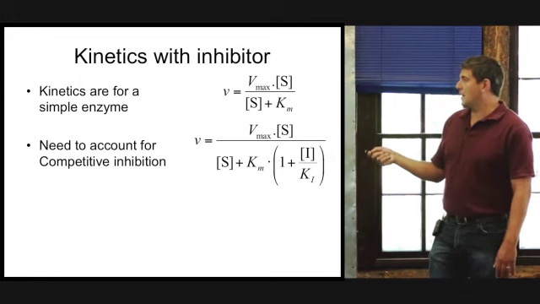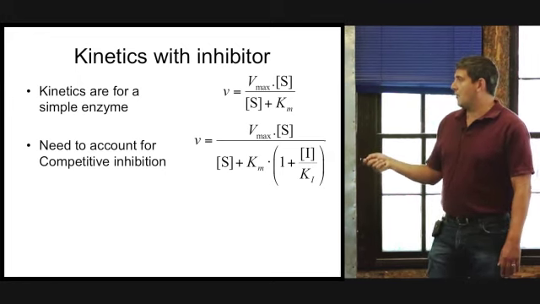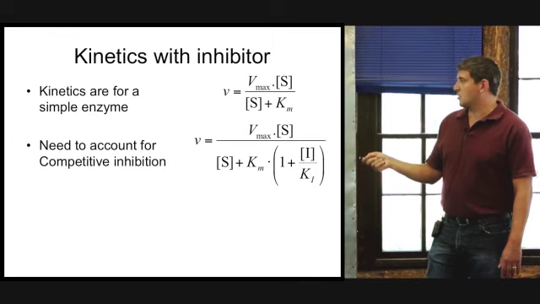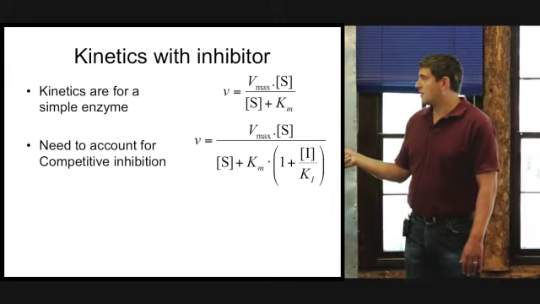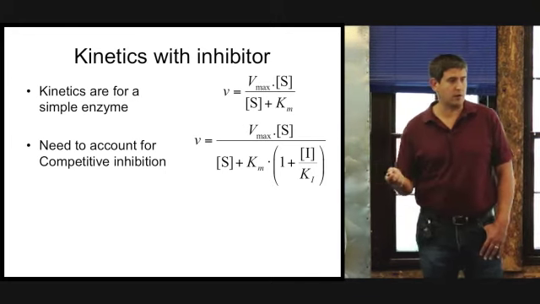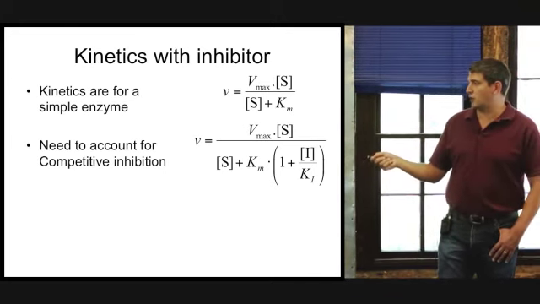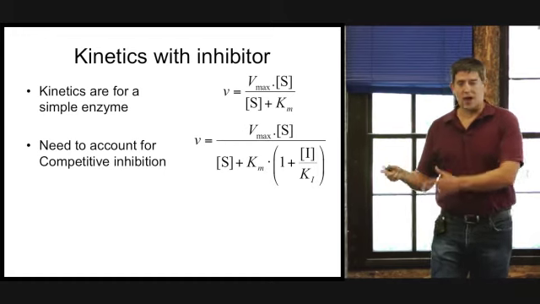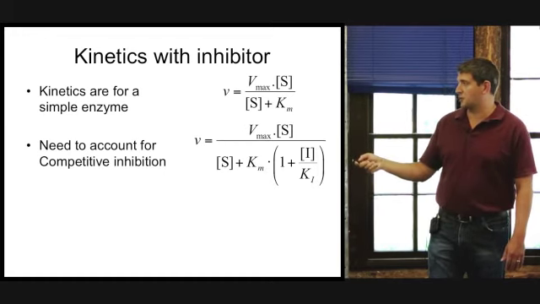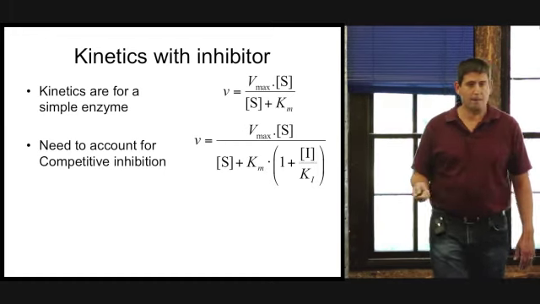The velocity, again, up here, this doesn't change. Down here, the substrate doesn't change, but your Km is altered by this 1 plus the concentration of the inhibitor divided by the Michaelis constant for the inhibitor. So this Km is altered to be higher than, this whole term together is always going to be higher than the Km by itself. Yeah?